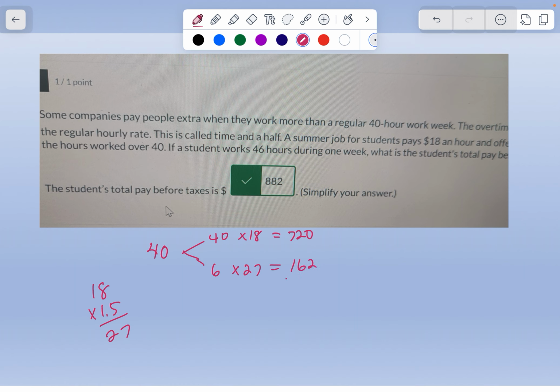Just total that up because your first 40 hours you made 720. Your next 6 hours you made 27 per hour. You made $162 for a total of $882. Okay, so you can do it a mixture of ways, but there's a little about that one. I hope that helps you understand that.